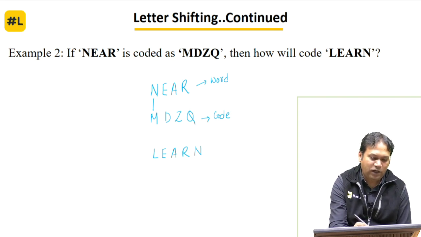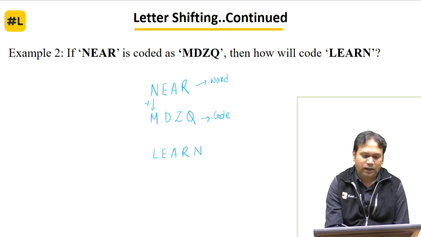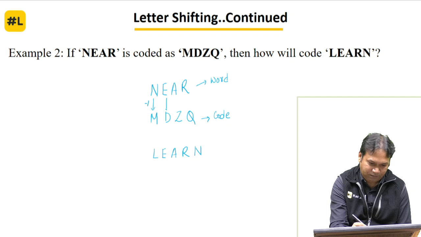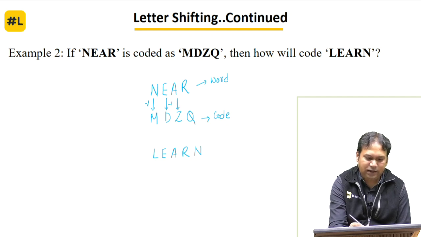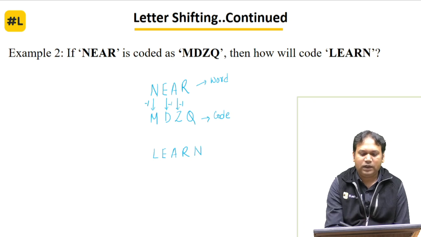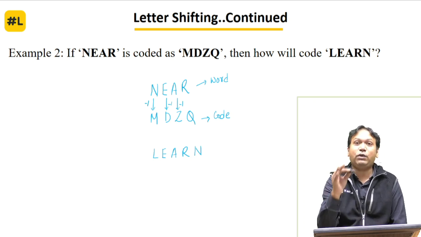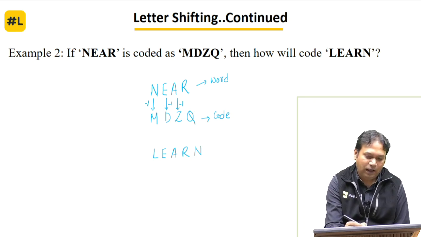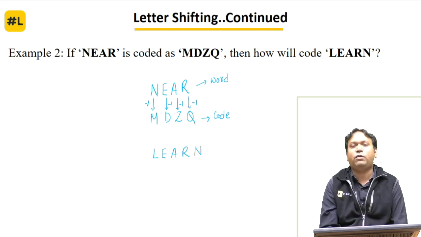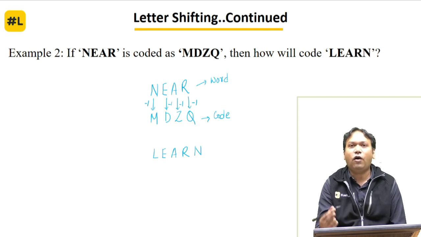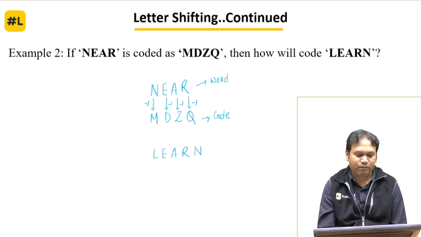N and M, what is the relationship? That is -1. E and D, -1. A and Z, again it is -1. We are going back. So from A, if you go back, you get Z. Please understand that. And R and Q, -1. So this is where we are shifting letter backward. That means coding can be done by both shifting letters forward or by shifting letters backward.